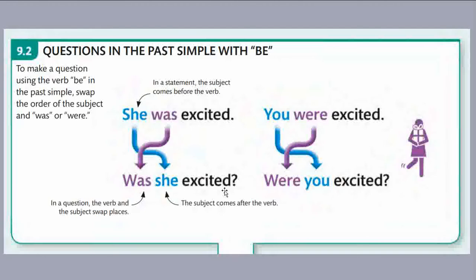Was she excited is a question. Now, in this question, the verb and the subject swap places. We have already mentioned that, and the subject comes after the verb. So, that means the subject comes after the verb. The verb over here is the auxiliary. You have another sentence. You were excited. We interchanged you and were, with were becoming the question tag over here. Were is followed by the subject you, and then the word excited and the question mark. The question that is to be read is, were you excited?